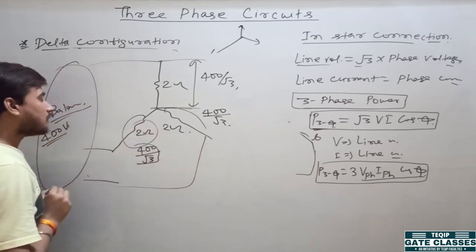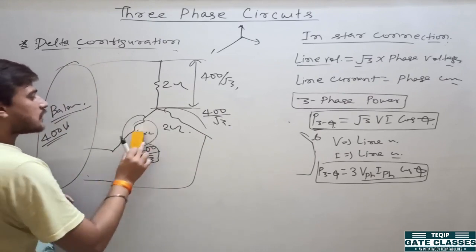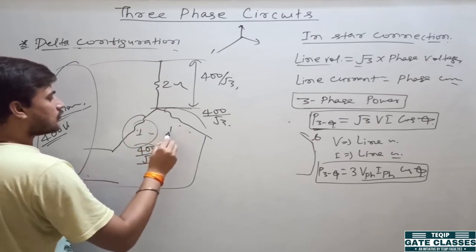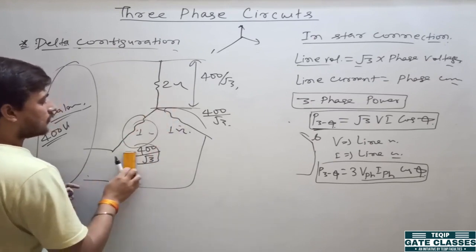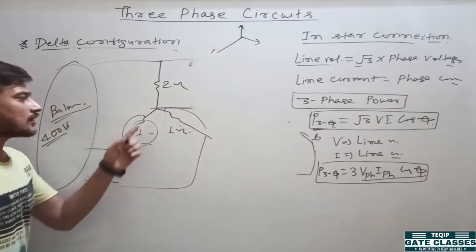Clear? But now if the values are changed, suppose this is 1 ohm, this is 1 ohm and this is 2 ohm. Now what will happen? You cannot write like this.